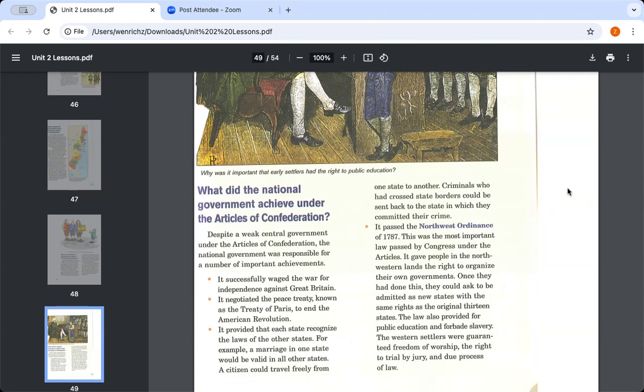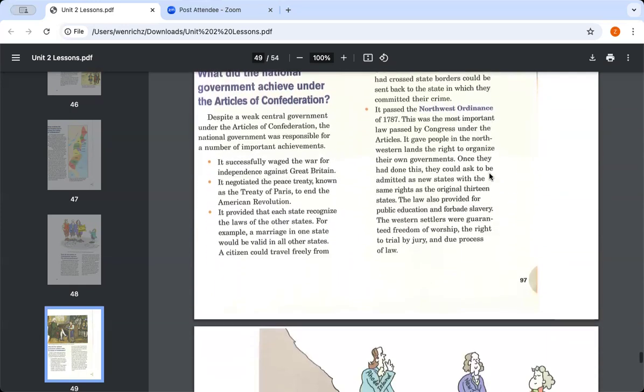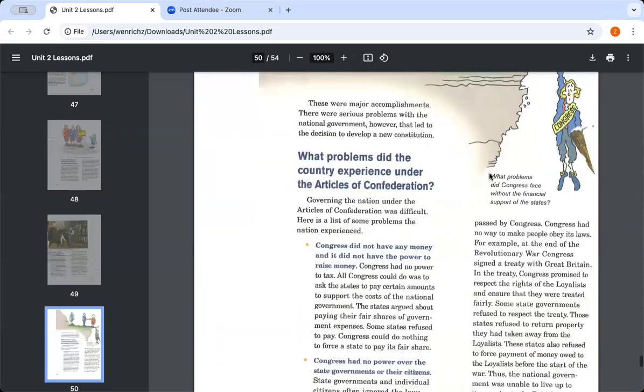Once they had done this, they could ask to be admitted as new states with the same rights as the original 13. The law also provided for public education and it forbade slavery. The Western settlers were guaranteed freedom of worship, the right to trial by jury, and due process of law.